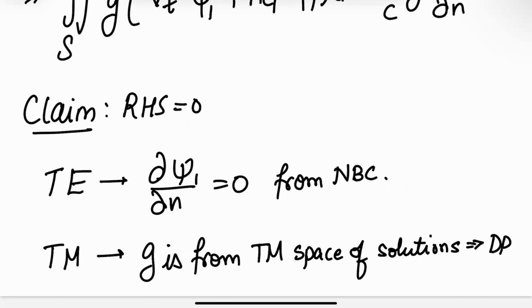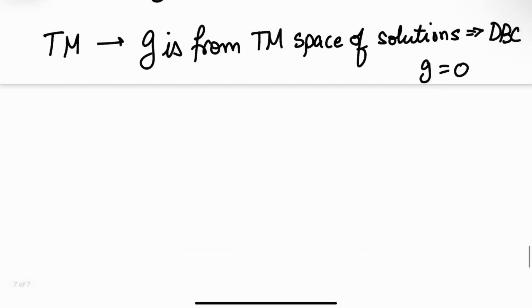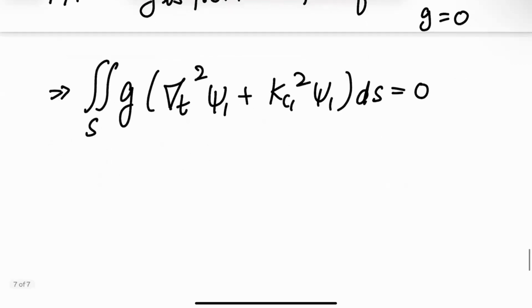Implies from the Dirichlet boundary condition, G equal to 0 on the contour. This is only true on the contour. Remember that. Which means the right-hand side went to 0. So it implies that the surface integral left-hand side is 0, which is the surface integral G del t square psi1 plus kc1 square psi1 ds is equal to 0.